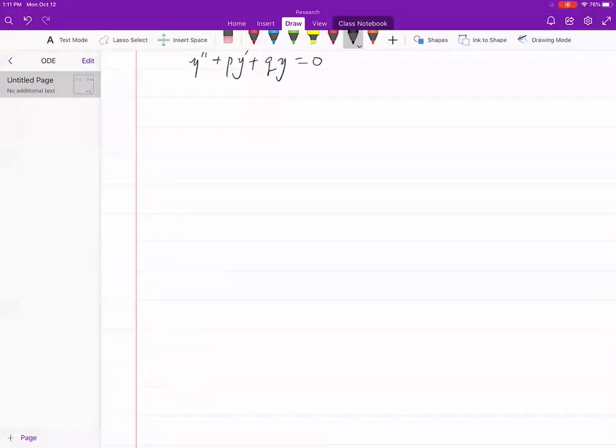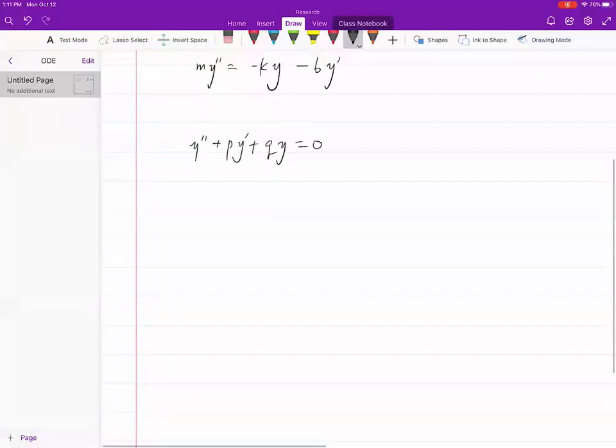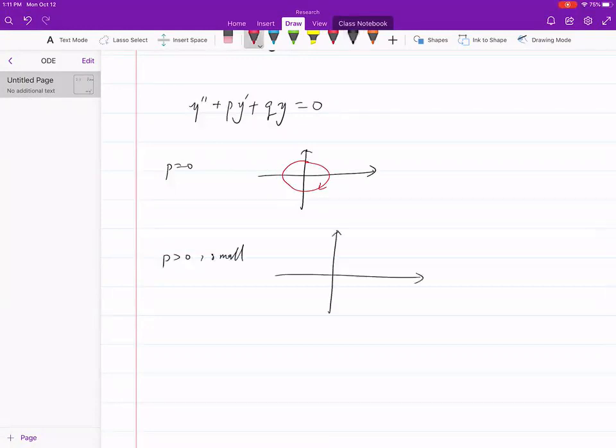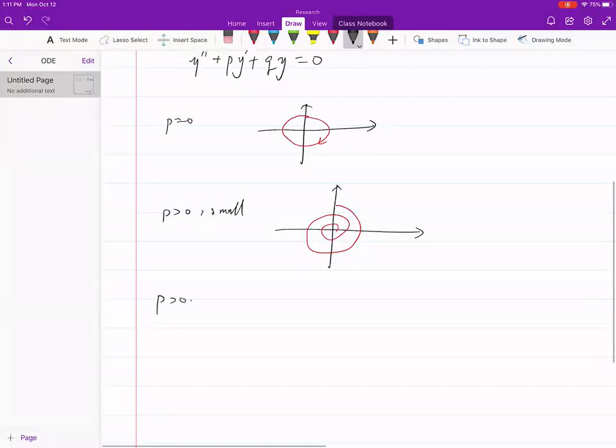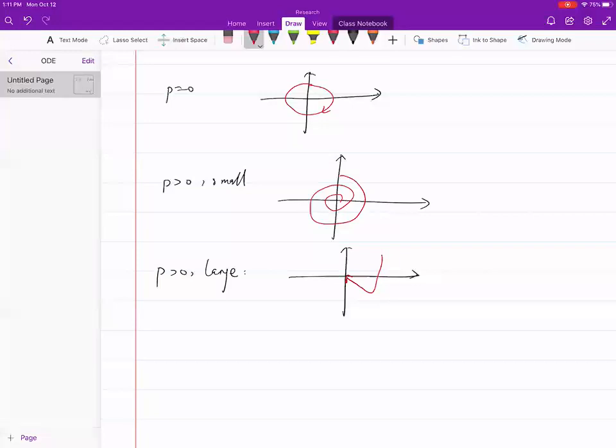We then try to solve it. We have the phase plane, the phase line, the phase portrait. When p equals 0, the solution looks like a circle or ellipse. If p is bigger than 0 but small, we start to have something like this. And finally, if p is big, we have something that goes to 0 right away, like that. Okay, that's the phase portrait.